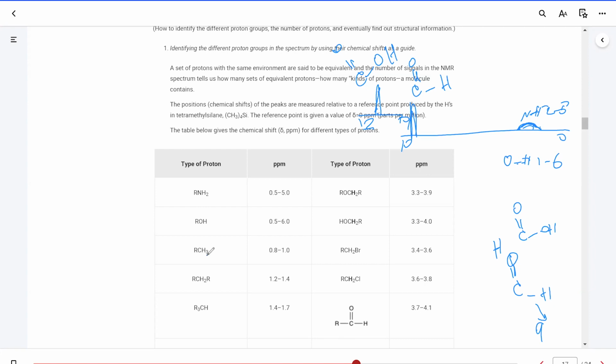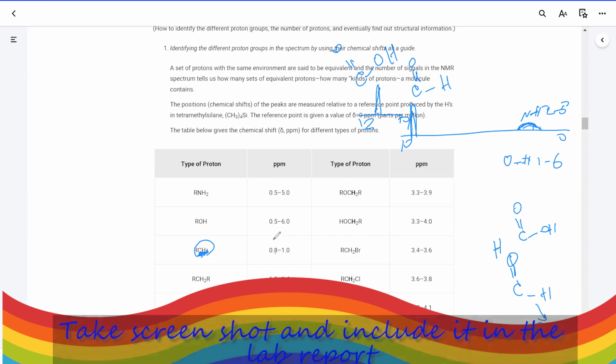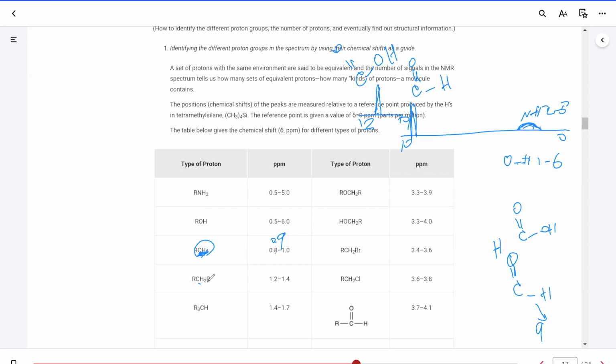The CH3, the terminal carbon in an alkane or alkyl group, would have a signal around 0.9. It shows a range because of electron withdrawing groups and all that, but 0.9, I would say. If it's a CH2, that means a secondary carbon or secondary hydrogen, it shows a signal at 1.2. If it's a tertiary hydrogen attached to a tertiary carbon, 1.4, and the range would be 1.4 to 1.7.